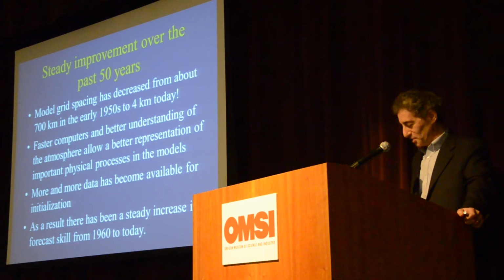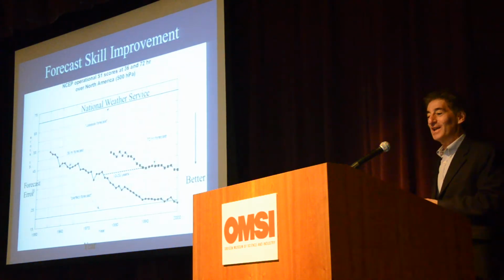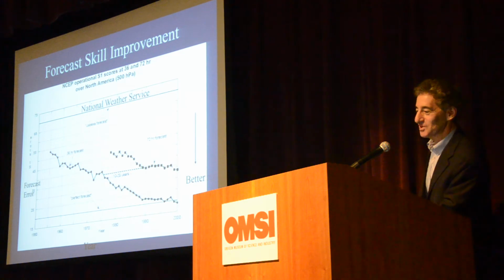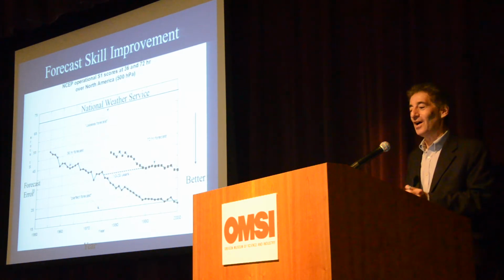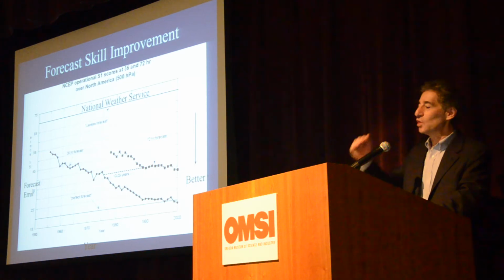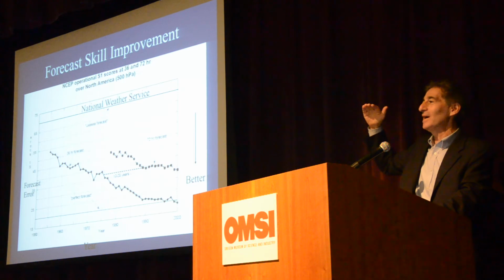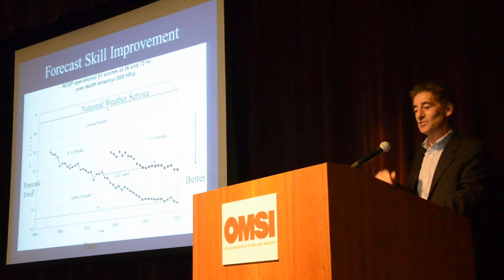So putting all this together, forecasts have improved. And in fact, this is an old slide I have. This is from the National Weather Service. This shows you the improvement of forecasts by the National Weather Service model, global model, at 500 hectopascals, 500 millibars. This is about halfway up in the mass of the atmosphere, about 18,000 feet.